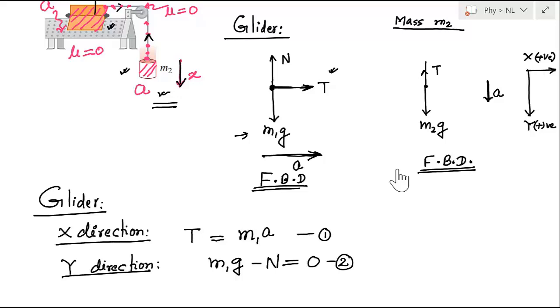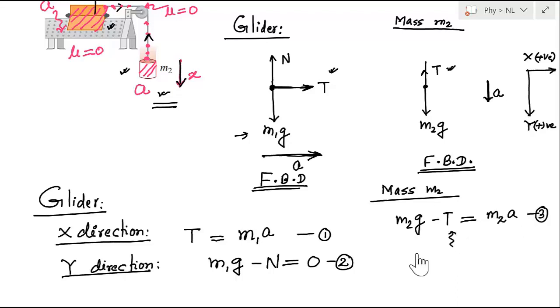Now similarly I can write the equation for mass m2. You see this object is moving in the downward direction with acceleration a. So we can write m2g is the force in the downward direction. My downward direction is positive, and tension is acting in the upward direction, so tension becomes negative. This equals the force in the y direction on mass m2. Force equals mass into acceleration. Mass is m2 and acceleration is a. This is my equation number 3, for the y direction.